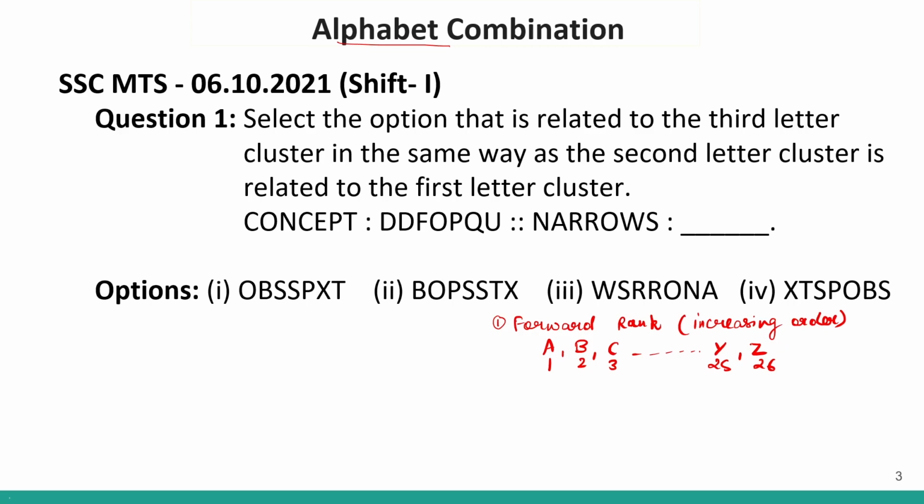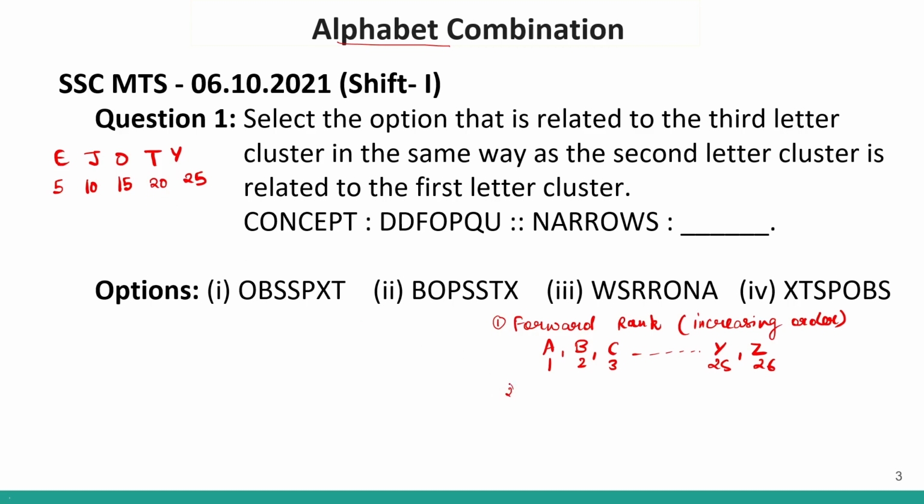Now there is a shortcut to remember forward ranks. The shortcut is EJOTY, where E represents 5, J represents 10, O represents 15, T represents 20 and Y represents 25. So this is a shortcut that you can use to remember forward ranks.